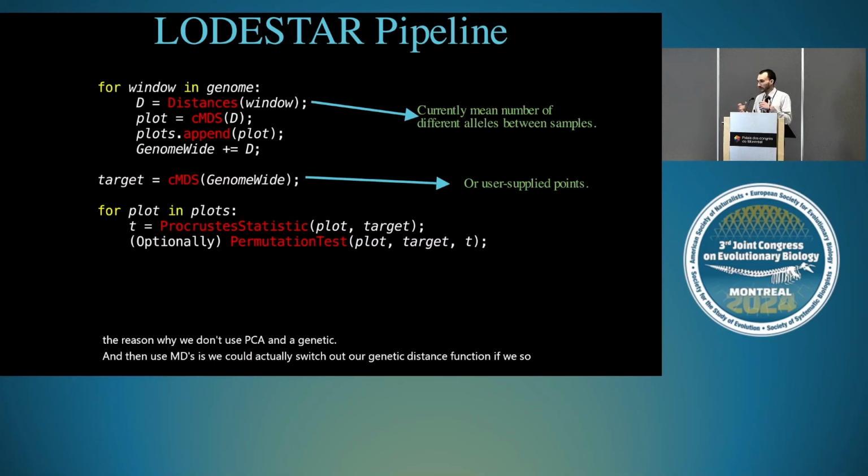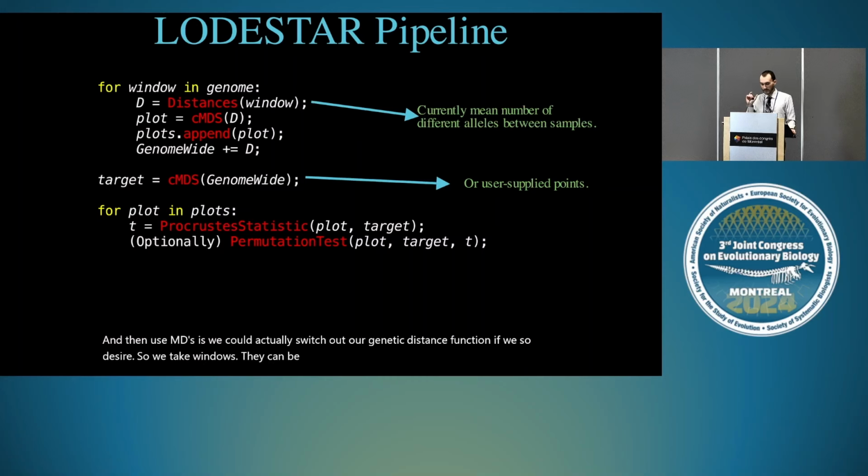So we take windows, which can be overlapping, and we slide along the genome. For each window, we calculate the distances between samples and perform CMDS to get our dimension-reduced plot, and we do this for the genome-wide data as well as we slide through the genome. Then for each of these plots, we compare the local window to the genome-wide one using Procrustes analysis. And you can optionally do a permutation test.